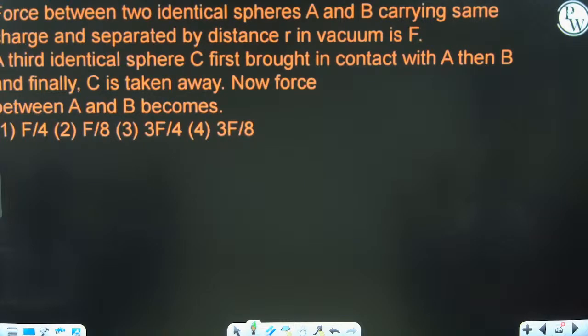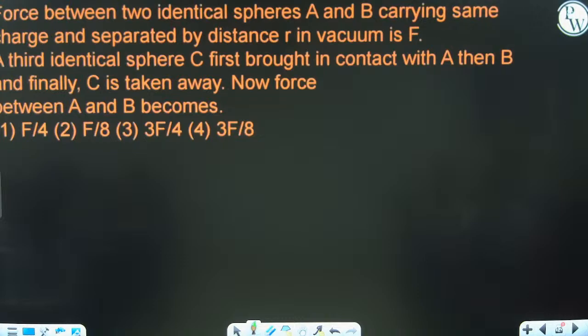First they are touching A to C. When A to C is touched, the charge on A and the charge on C will be equally distributed. What is the charge on A? Q. What is the charge on C? 0. After touching, both charges will become Q by 2. Correct? Very good. Now they are touching C to B.